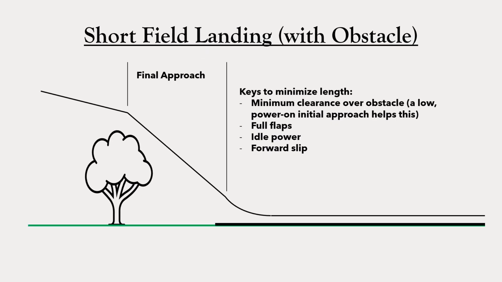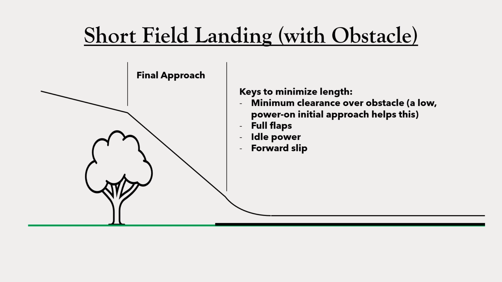A short field landing, our goal is to get over an obstacle and then get ourselves stopped as close to the obstacle as we can on the runway. We want to minimize how much distance we cover in each of these phases of the landing. A short field landing has the same phases or elements as a standard landing. And during each phase, there's things that make it shorter.